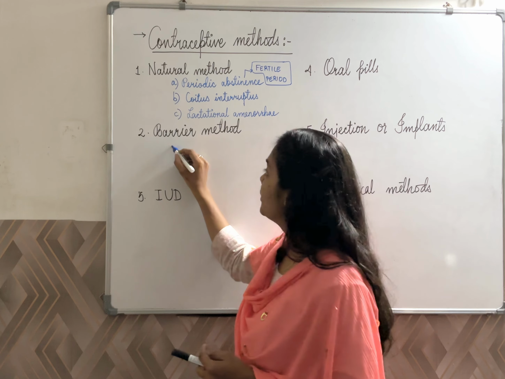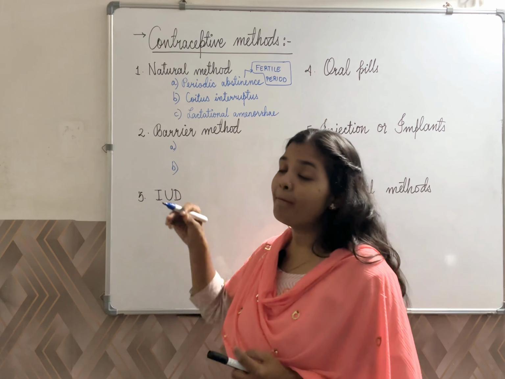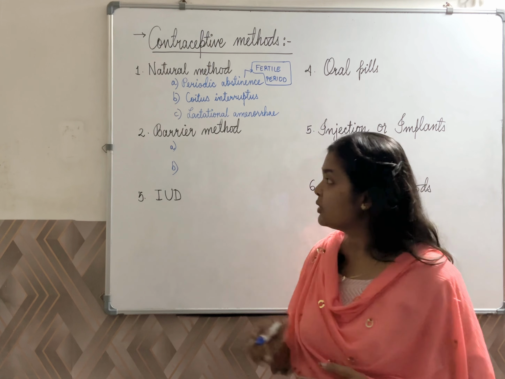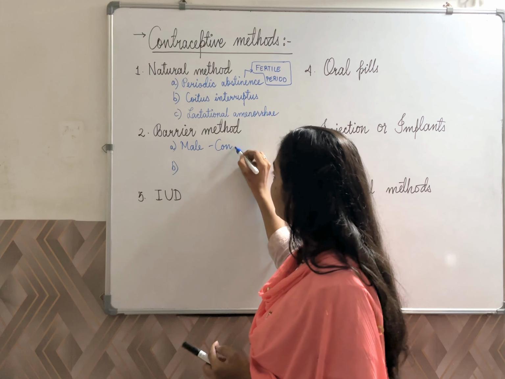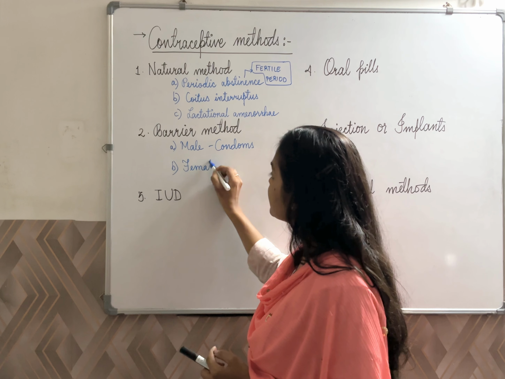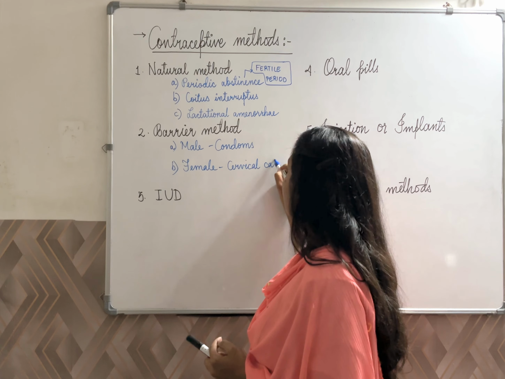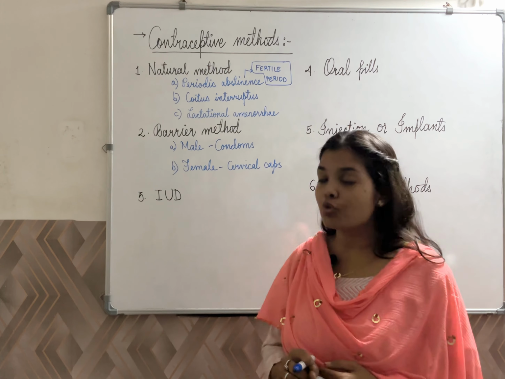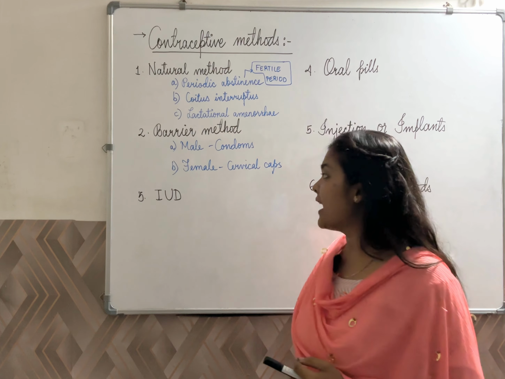Next is the barrier method. The barrier method, in case of males and females, is meant for avoiding the physical fusion of the sperm and the ovum. So for that, in males, condoms are used, and in females, a diaphragm or cervical cap could be used. These are made up of rubber or latex. And in some cases, even spermicidal creams, jellies, and foams could also be used. That is mainly meant for avoiding the physical fusion of the gametes.